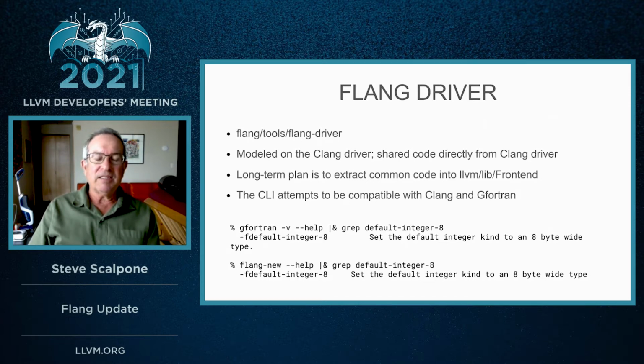The CLI attempts to be compatible with Clang and GFortran, where there's Fortran-specific options. As you can see right here for some command line option examples of GFortran and flang-new, which is the name of the driver, there's an option given to show the size of an integer, the default integer. And here we're setting it to 8. That's Fortran specific.